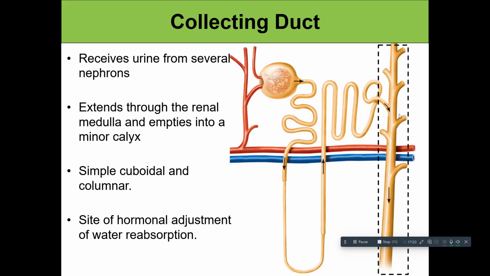Now, the collecting duct is going to get urine from multiple nephrons. Collecting ducts run down through the renal pyramids, in other words, through the renal medulla. They're actually going to combine to make bigger and bigger ducts, eventually emptying into a minor calyx. The collecting duct is mostly simple cuboidal as we're up towards the cortex, and it becomes simple columnar the farther into the medulla we go.